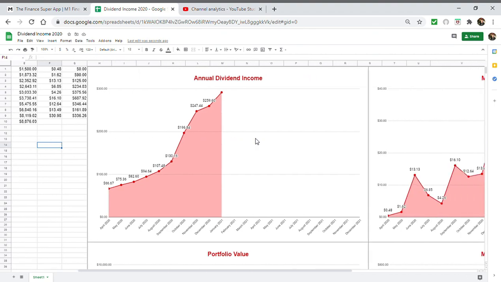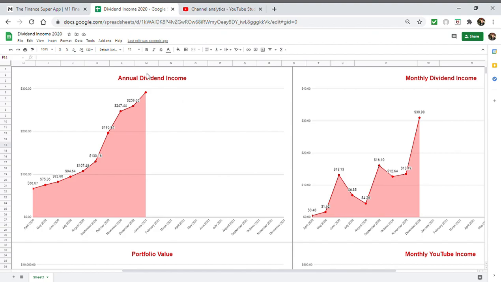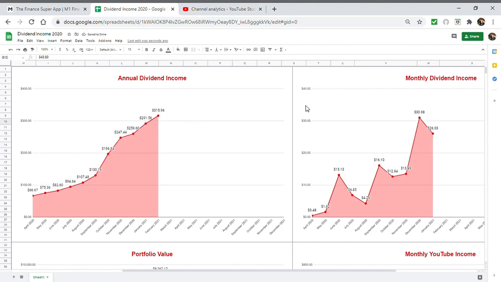So what we're going to do, go ahead and take a mental snapshot of annual dividend income right here and monthly dividend income, and I'm going to give you the updates on these charts in 3, 2, 1. And there you go. There is the monthly update for the annual dividend income and the monthly dividend income. We increased month over month on a yearly basis from $291 to $315.